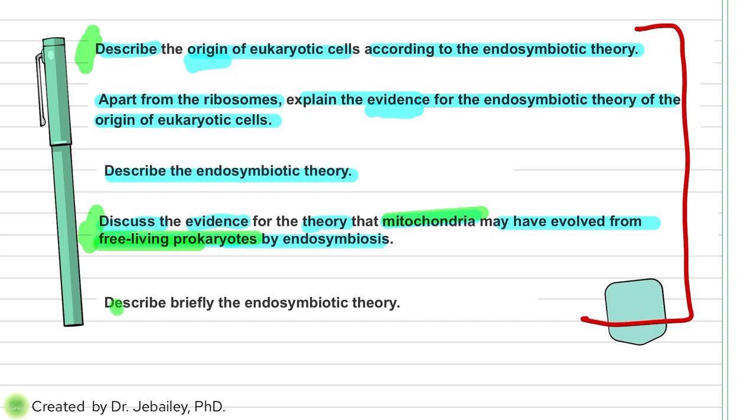And then the one says describe briefly. The difference between briefly endosymbiosis and this one is most likely that this one is asking for maybe 8 points and this is maybe asking for 4 points. But all of these questions are asking about the same topic. So if you have a generic mark scheme for this, you nail the points in all of these. So let's look at it.